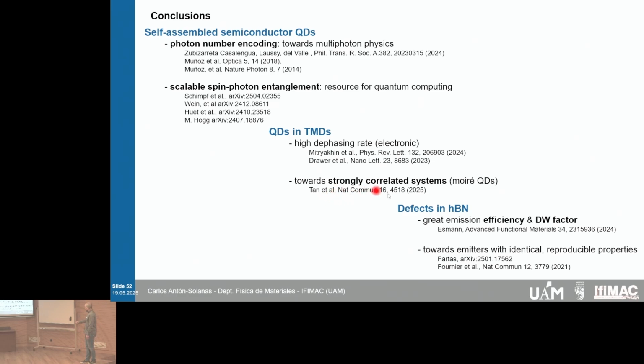And then finally, for defects in hBN, we like this material because it has a great emission efficiency and Debye-Waller factor, even at room temperature. Maybe by some clever material science study, it will allow us to go towards emitters which are identical in all degrees of freedom. And now I was starting the next part of the conference, but I don't have time to go there.